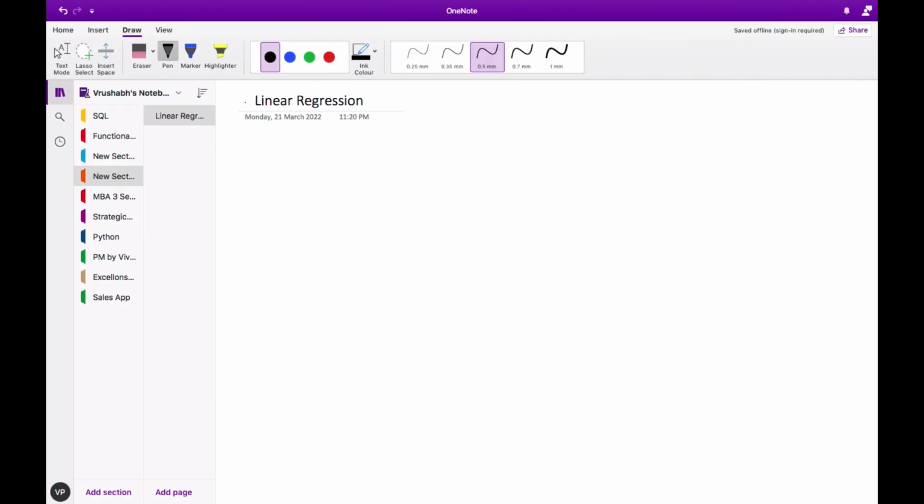All right, so here we come to the whiteboard. Now I'm going to start with a basic example, which will help you really understand this concept of linear regression.